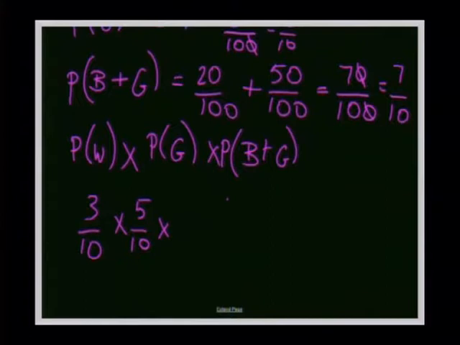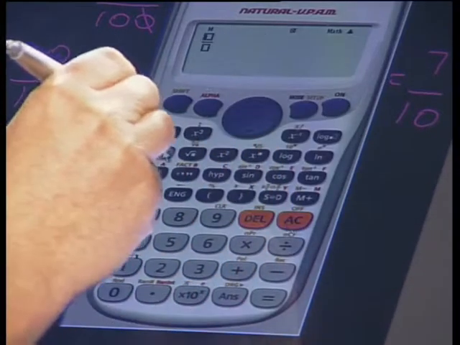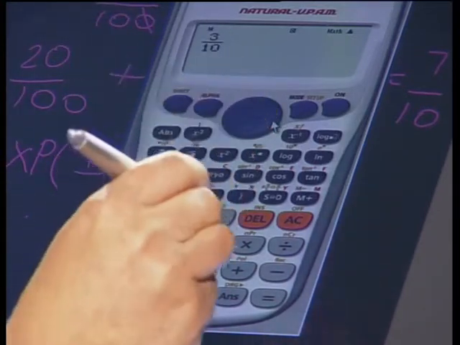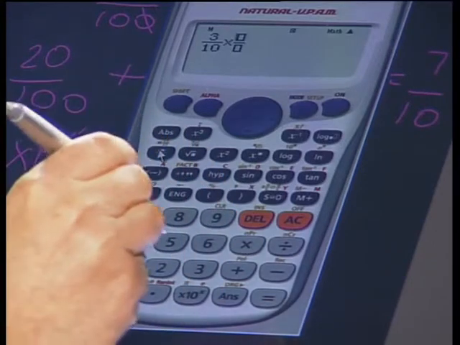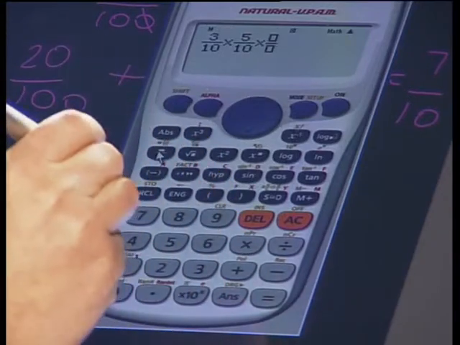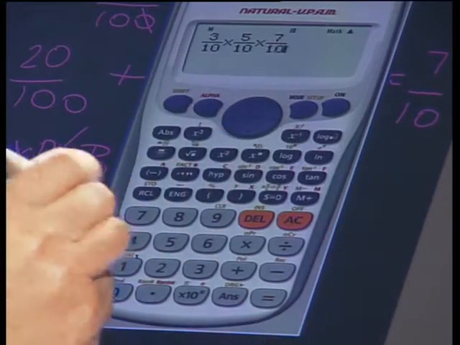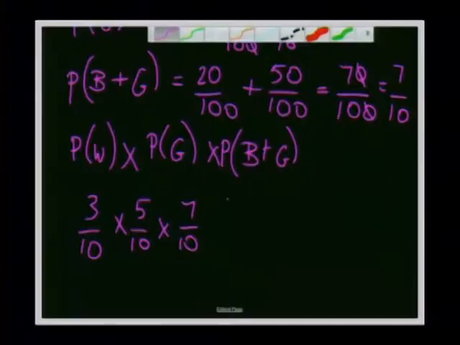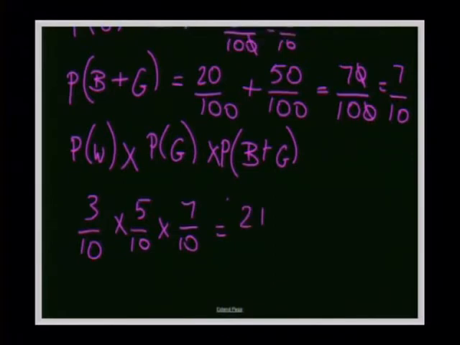And the probability of black or grey was 7 out of 10. And now I can use my calculator to get me an answer for that. So what is the probability of them winning? It was the probability of white and the probability of grey and the probability of either black or grey. And I get an answer of 21 out of 200. So I'm going to write that answer in. So my probability is 21 out of 200.